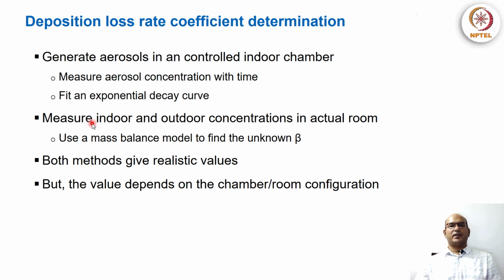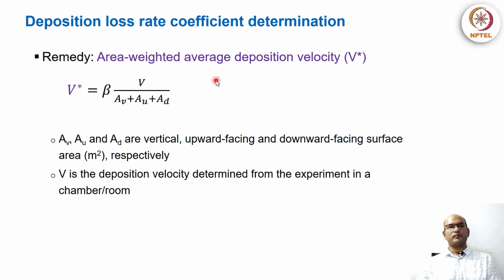In other cases, instead of a controlled chamber, we can observe an actual room. In this case, we can use a mass balance model, and through mass balance exercises we can calculate the unknown rate beta. Both the methods will give realistic values, but the value itself will depend on the chamber or the room configuration, so your volume or surface area especially. So the remedy here is people use an area weighted average deposition velocity.